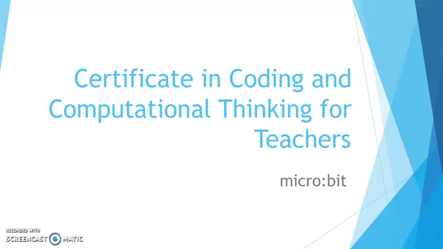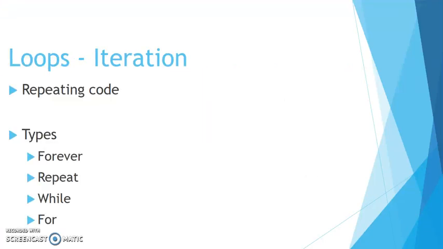So in this screencast, we're going to look at loops within the microbit. Loops are to do with iteration. So it's where you're doing something over and over again. You're repeating code, and when you are repeating code like that, it is useful to use a loop so that you're not repeating. If you might need to make a change in some of the code, you change it once, not 4 or 5 times.